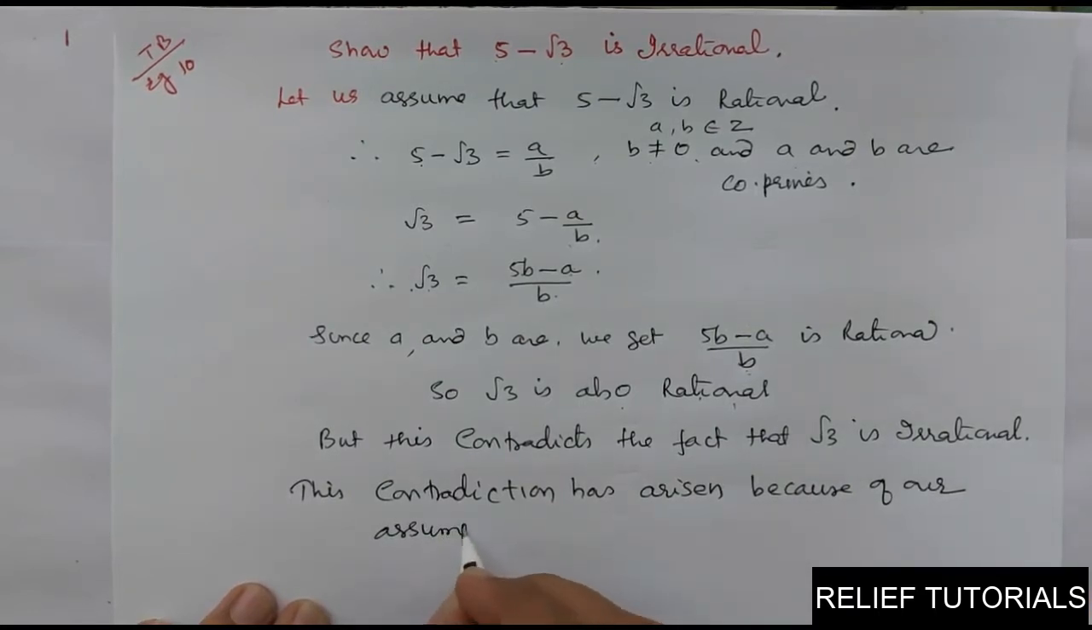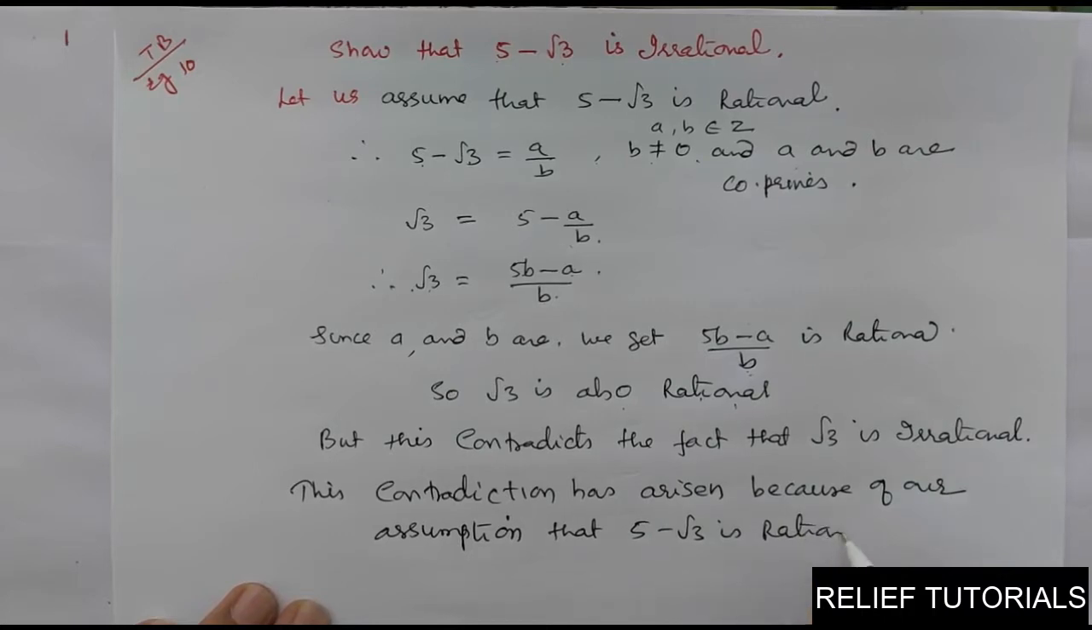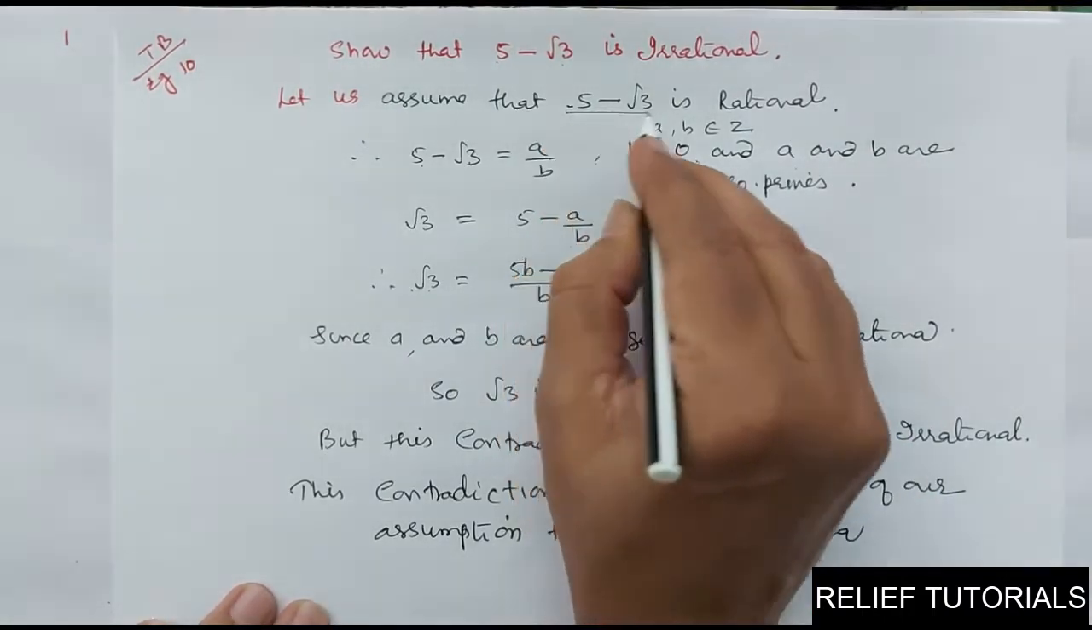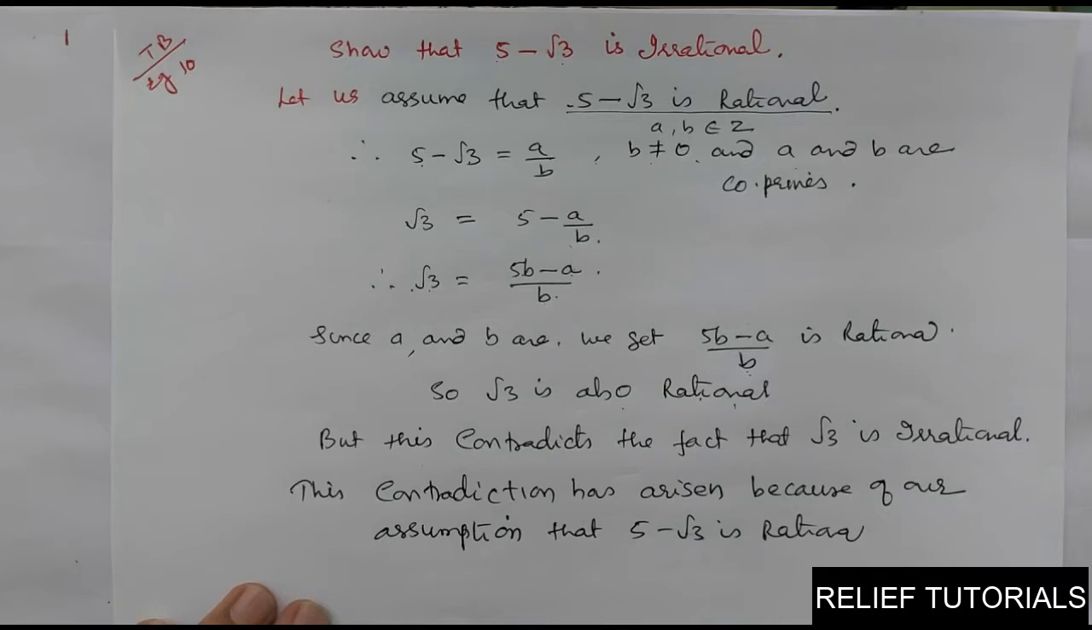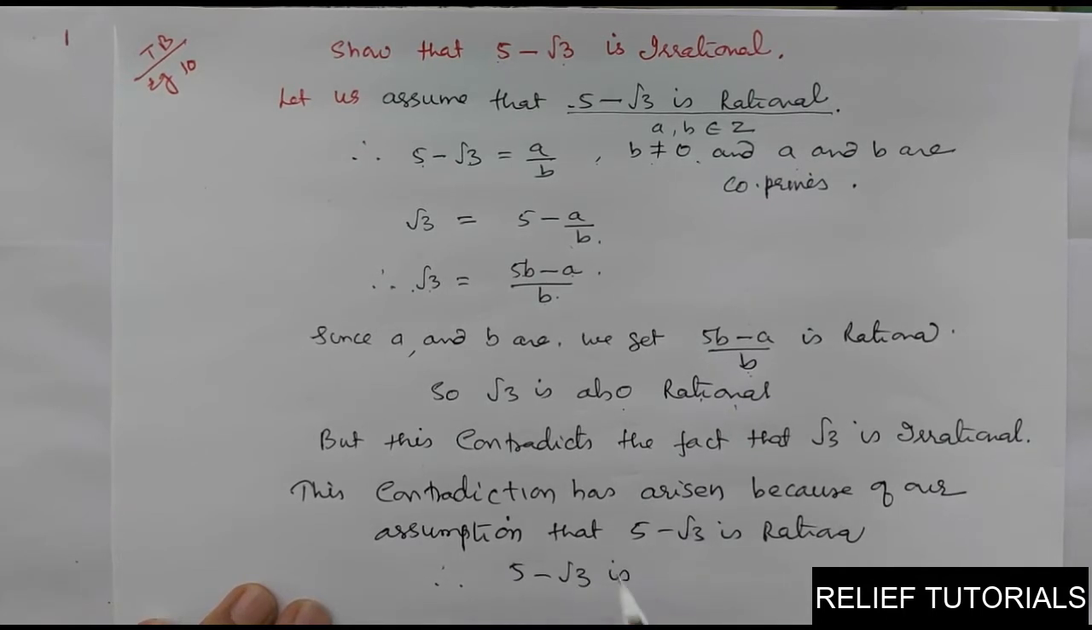What was our assumption? Because of our assumption that 5 minus root 3 is rational. We have supposed that 5 minus root 3 is rational. So whatever contradiction has arisen, that is because of our assumption that 5 minus root 3 is rational. So therefore we can say 5 minus root 3 is irrational. Have you got it friends? Very simple, as we have done. Root 2 is irrational, root 5 is irrational.